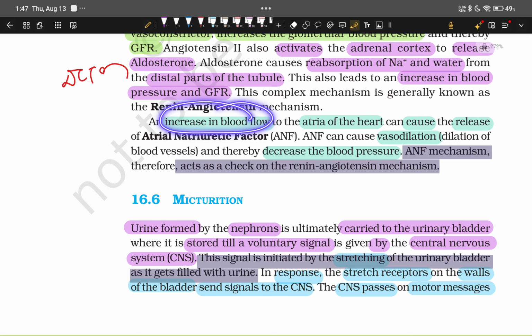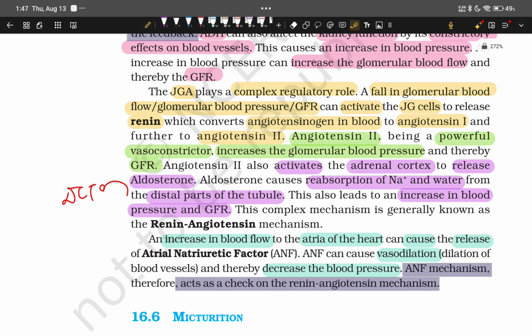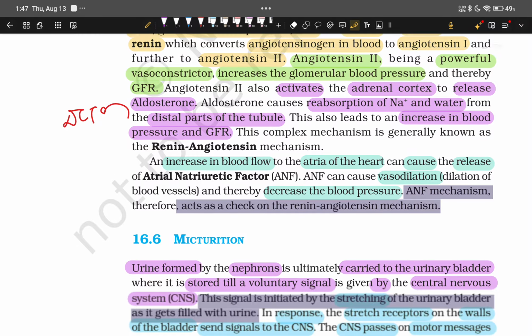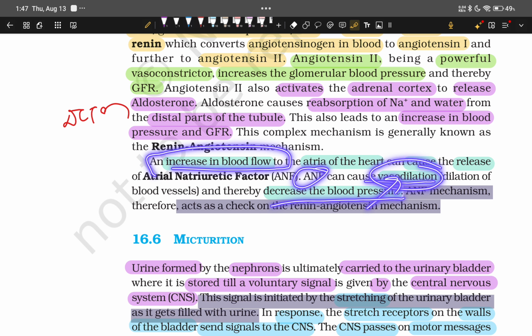Now if there is a decrease in glomerular blood flow or GFR, then the renin angiotensin mechanism is followed. But now if there is an increase in the blood flow to the atria of the heart, then it causes an increase in atrial natriuretic factor, which is ANF. Now this ANF will cause vasodilation because there was an increase in blood flow. It will dilate the blood vessels so that there is a decrease in blood pressure.